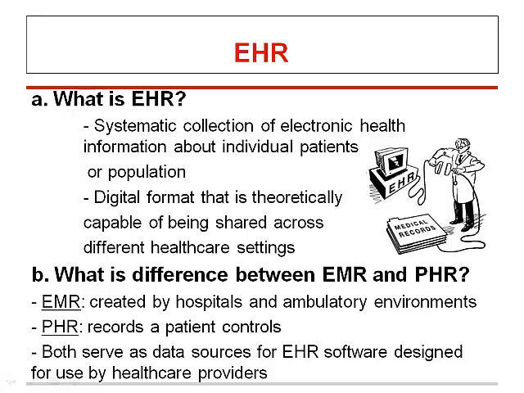What is the difference between EMR and PHR? EMR, or electronic medical records, are created by hospitals and ambulatory environments, whereas PHR, or personal health records, are records that a patient controls. Both of these serve as data sources for EHR software systems designed for use by healthcare providers.